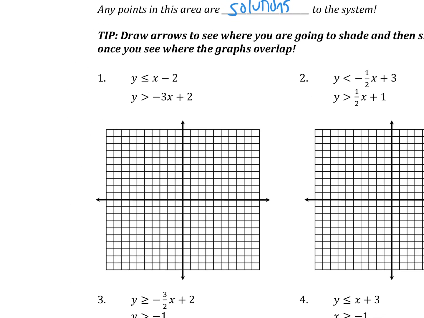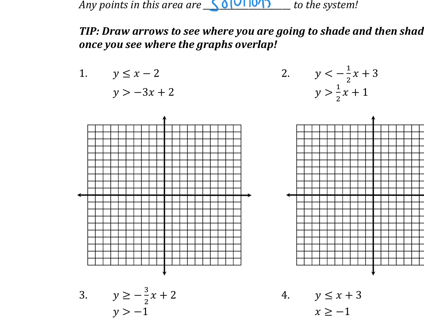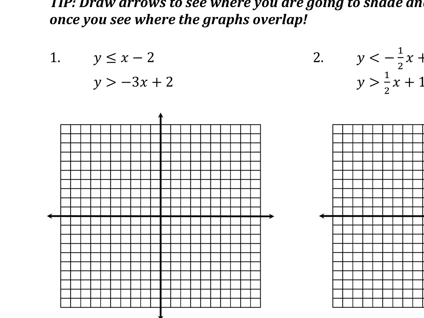So let's go ahead and do this here. Let's do example 1. First things first, we have y is less than or equal to x minus 2. Is y by itself here? It is. So now we can label this. Is it solid or dashed if it's equal to? It's solid. Is it above or below if it's less than? It's below. Okay.